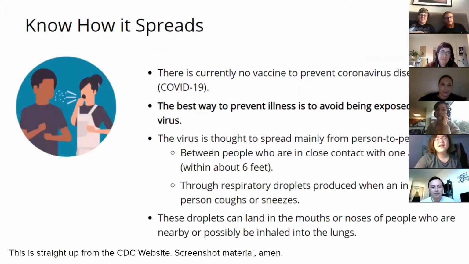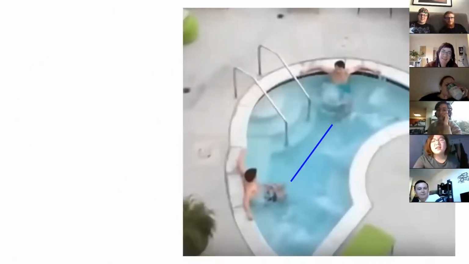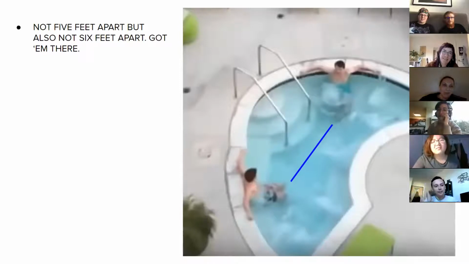Yeah. So I copy and pasted straight from the CDC website. This is what we're concerned about. Are they in close contact within 6 feet? You know, we've been doing this whole social distancing thing. Good news. They're not. They are not 5 feet apart, but they're also not 6 feet apart. So I got them there.